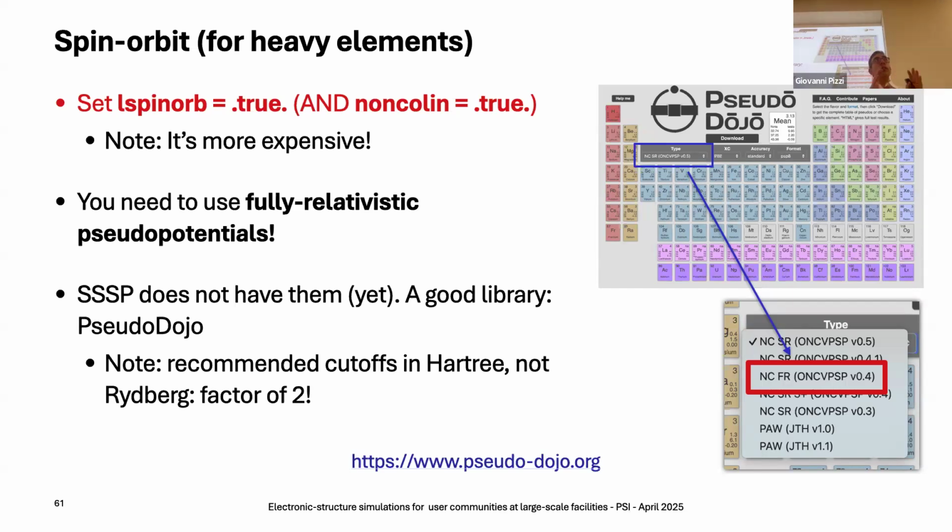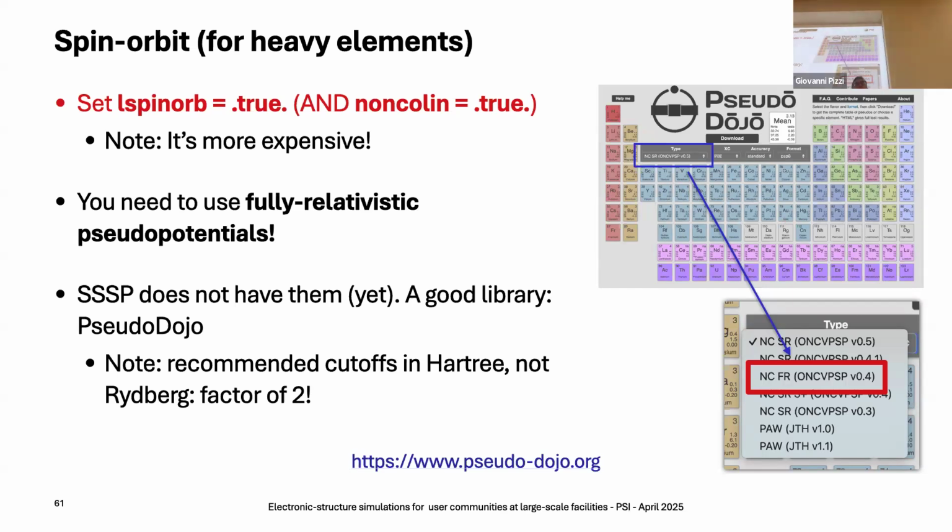In Quantum ESPRESSO, units are Rydberg. It's in the documentation, but if you put a number, it's typically Rydbergs, and the output will be in Rydbergs. Other codes like Abinit, which is also the main code behind the PseudoDojo, but this also works with Quantum ESPRESSO, use Hartree. So there's a factor of 2. When they recommend a cutoff of 30 Hartree, in Quantum ESPRESSO you have to put 60 Rydbergs. That's important to avoid mistakes.